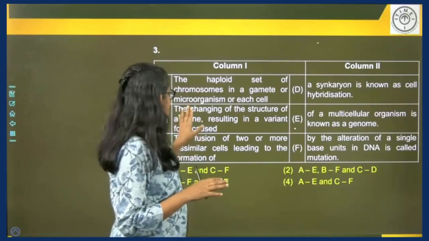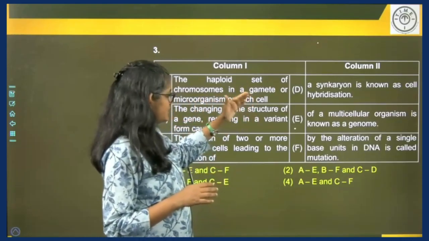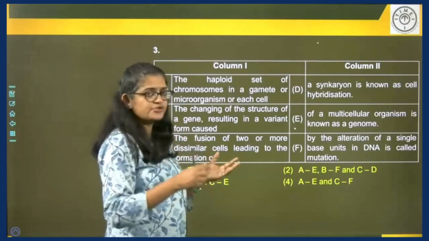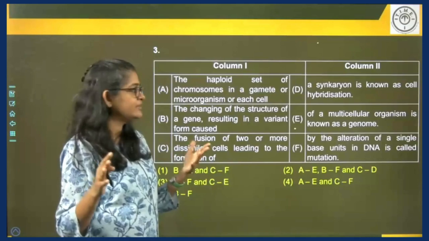The haploid set of chromosomes in a gamete or microorganism or each cell. Now, what do you need? You need to continue that segment and complete it. There should be a main verb. Let us see.